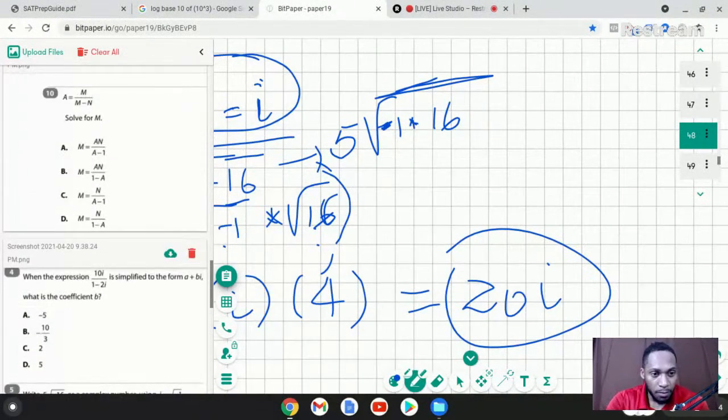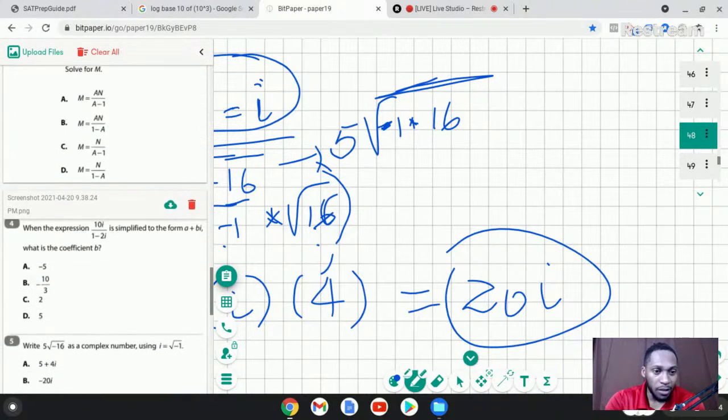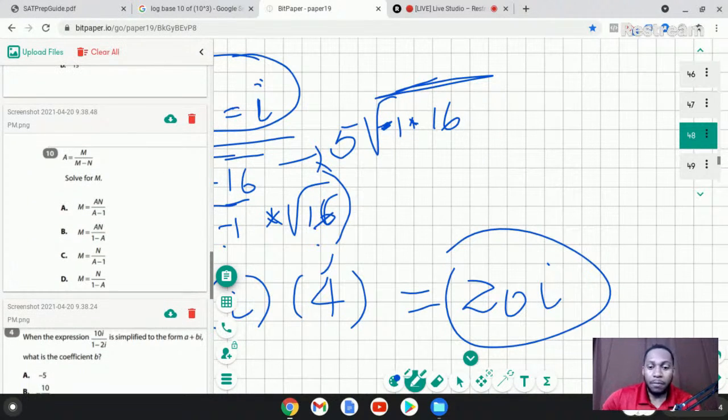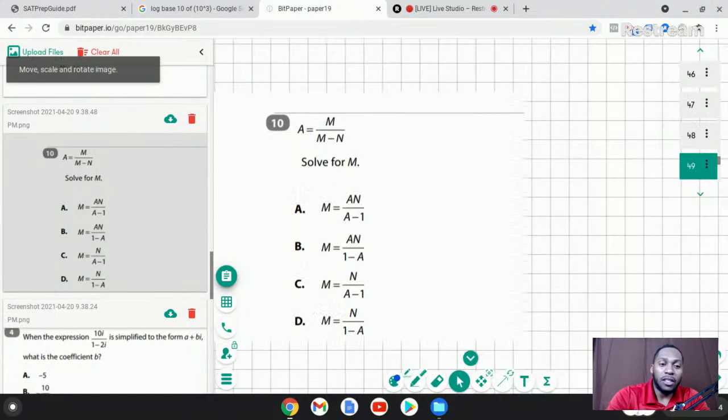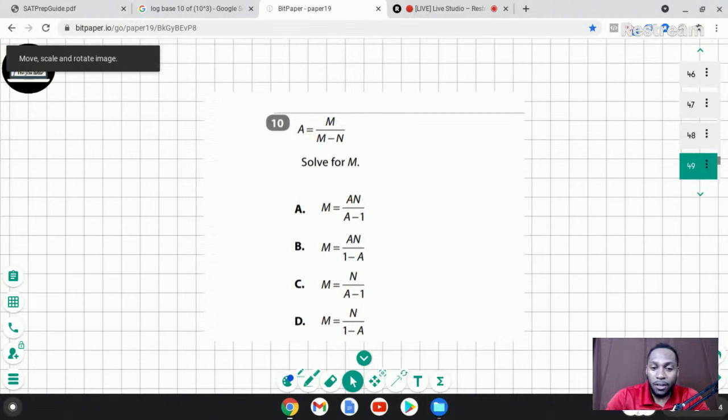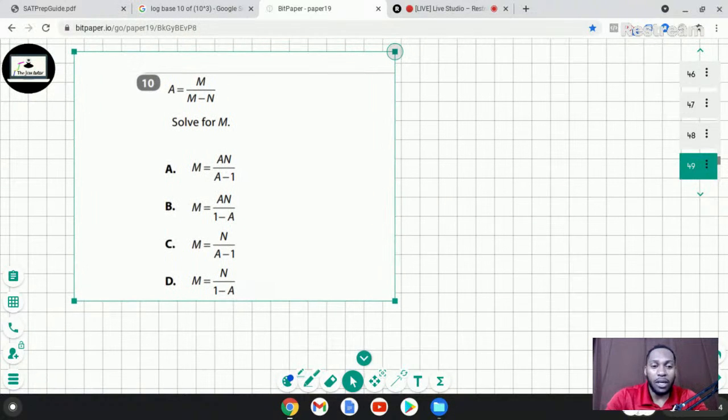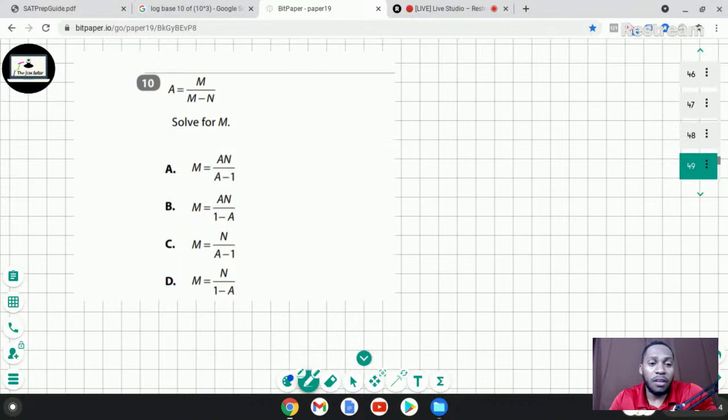Let's do another one that's easy. Here is another thing that I see kids sometimes have a problem with. Let me try to solve this problem. It has nothing to do with complex numbers, but we'll try to solve this. Let's say that I have this right here, and I want to know the value of m. What I have is a equal to m divided by m minus n.